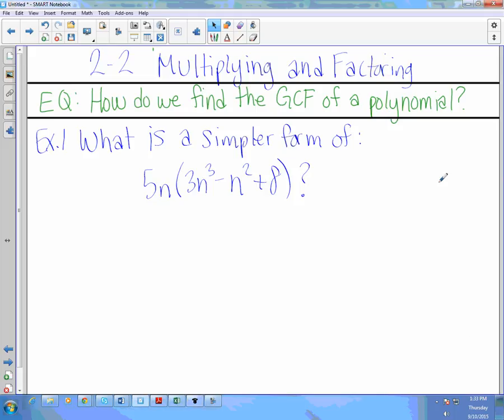Okay. How do I simplify that? What's a simple form? How do I do that? No, we don't do division, and we don't subtract the powers. Then a monomial times a trinomial. Distribute, right? 5n times 3n cubed. So guess what that would be?